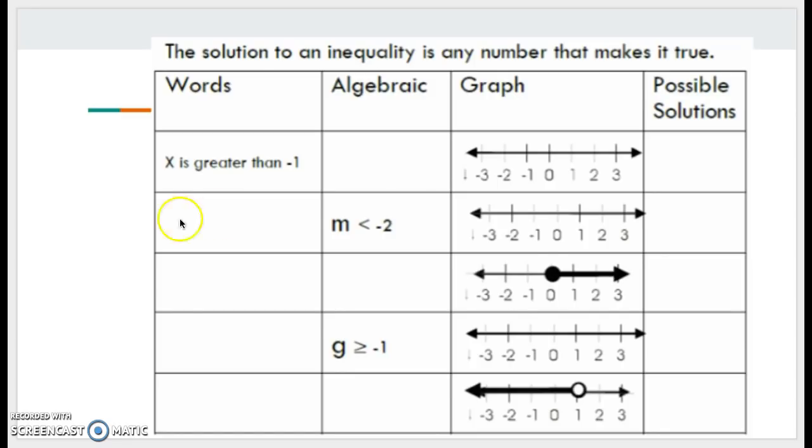It says x is greater than -1. So greater than is going to be this sign right here. So x is greater than -1. When we get ready to graph, there's a little trick to remember: open circle, close circle.